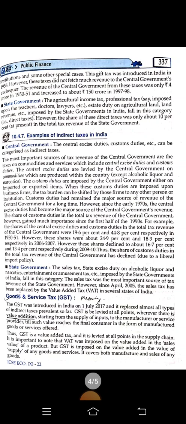Next we are having the GST. What is the meaning of GST? Goods and Services Tax. Now this is a value added tax. The GST was introduced in India on 1st July 2017 and it replaced almost all the indirect taxes prevailing so far. So government is trying to make it brief. No need to have so many taxes. Right. So at a time they are just removing so many taxes and applying only GST. So GST is to be levied at all points where there is value addition.